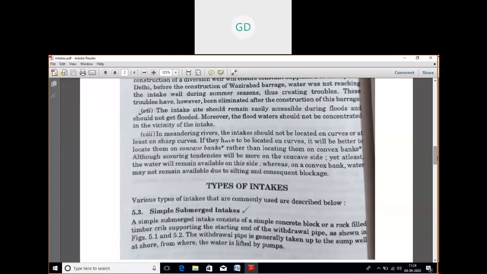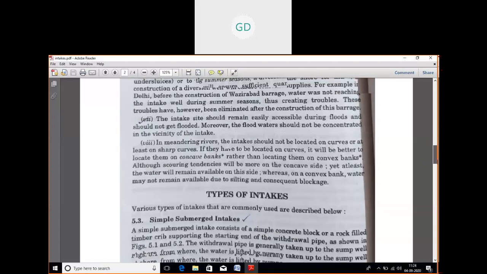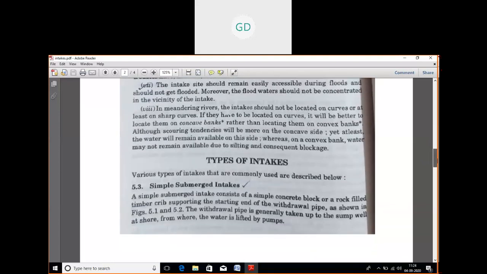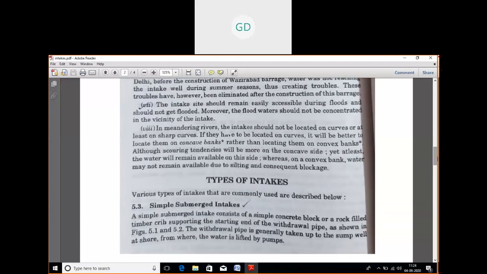Then, okay, so I have told you to write about any one type of your intake. So, simple submerged intake, you can write it down. Okay, so I have given you this. You can write it from here if you cannot find it in Google. Any one type of your intake structure. So, simple submerged intake, you can write it from here. Take a screenshot.